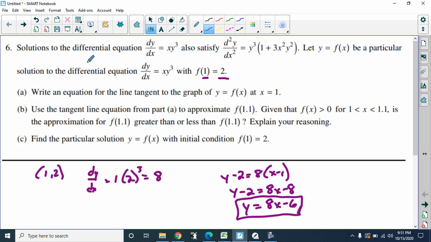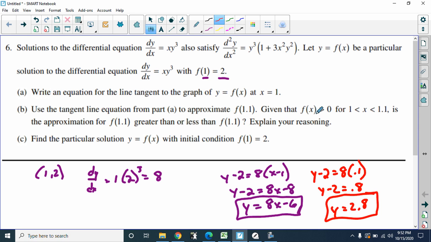That's part A. Part B says use the tangent line equation from part A to approximate f of 1.1. So plug in 1.1 for x. Probably the easiest place to usually plug it in is right here, because this value is usually pretty close to the x value that's given. So y minus 2 equals 8 times 1.1 minus 1. So 2.8 for part B.